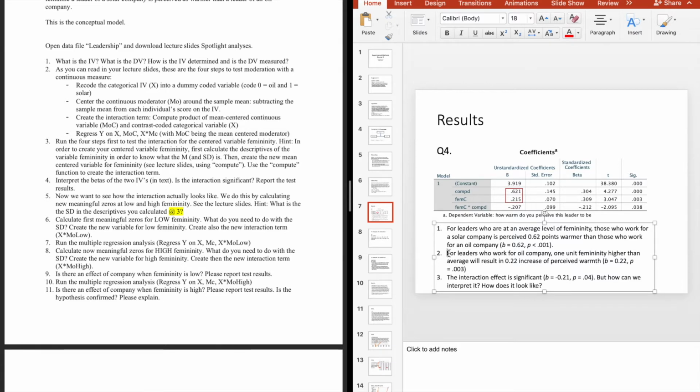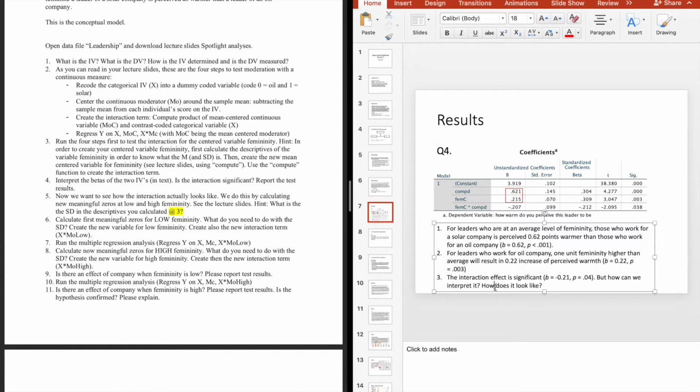Let's say for leaders who work for oil company, 1 unit femininity higher than average will result in 0.22 increases of perceived worth. Why do we have to say for leaders who work for oil company? Because this is exactly what the 0 means in our company variable, right? We said when we are interpreting the influence of one variable, we isolate its influence, and thus we assume all the others equal 0. And when company equals 0, it means for leaders who work for oil company, right?